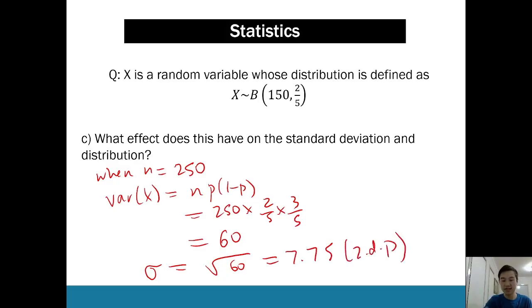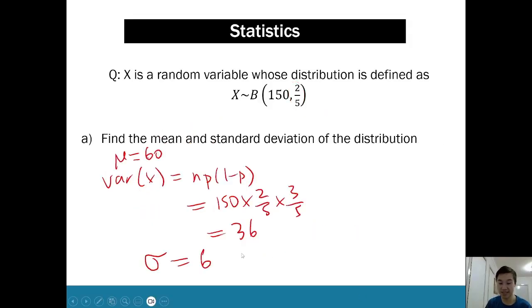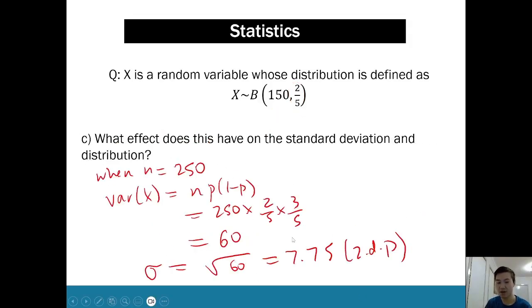So we can see that this is bigger than our initial standard deviation of 6. It's a larger number. So when they ask what effect does this have on the distribution, we can say that because the standard deviation is bigger, the distribution is wider. Everything is going to be more spread out. So if we increase the number of trials, the standard deviation will increase and the spread will be wider.